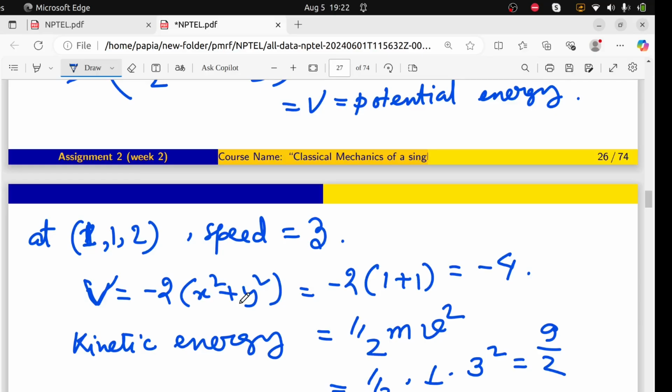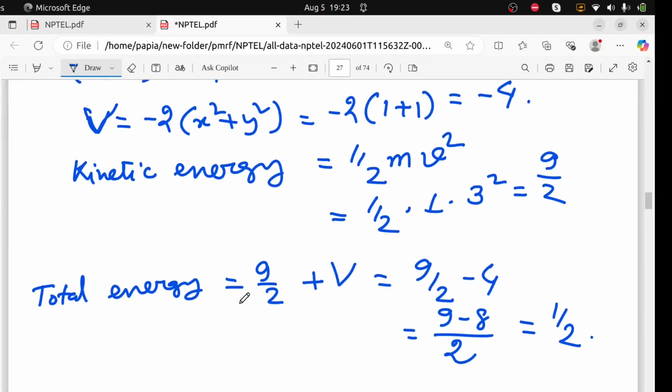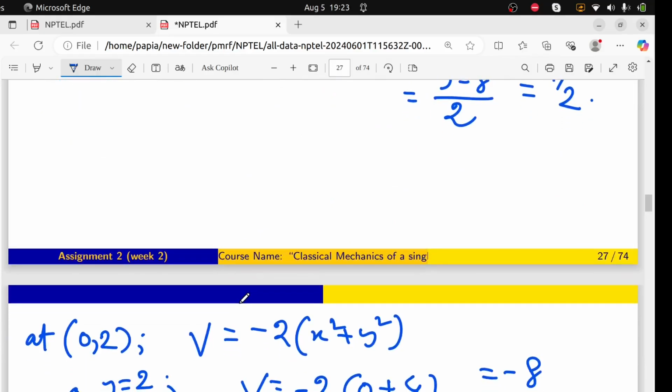Now as speed is given and potential energy is given, mass is also given as 1 unit, then we can directly find the kinetic energy as half mv square, and it is half 1 into 3 square, so it is 9/2. Now the total energy we can calculate as kinetic energy plus potential energy. So kinetic energy plus potential energy will give us the total energy as 1/2.